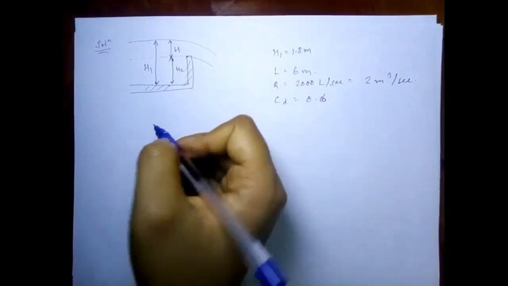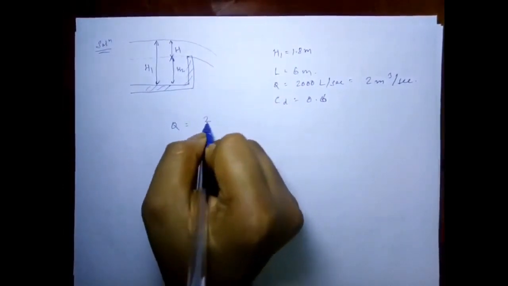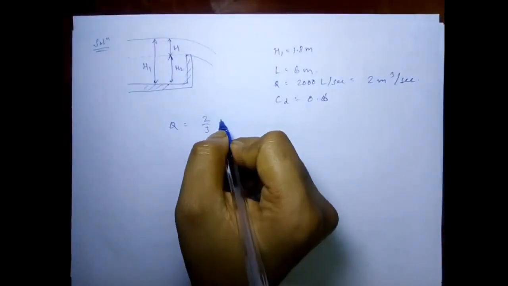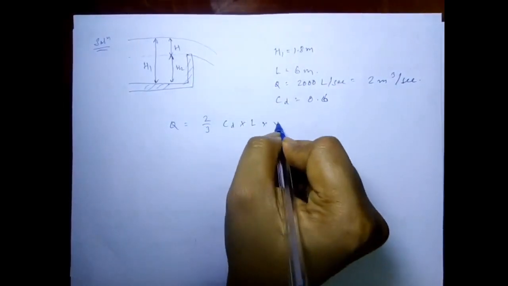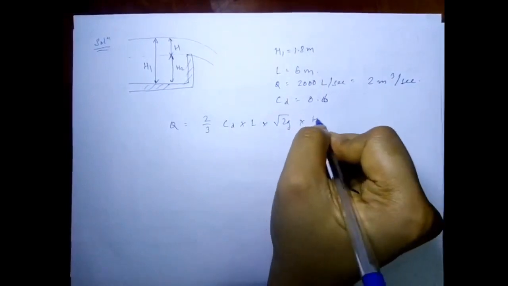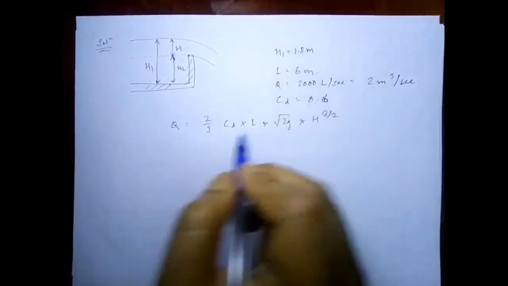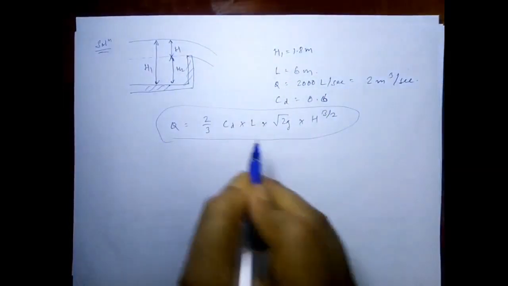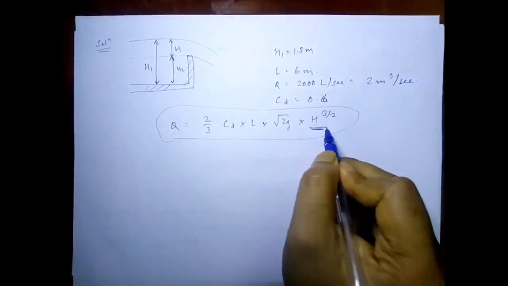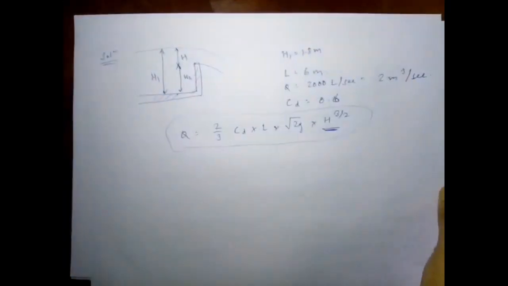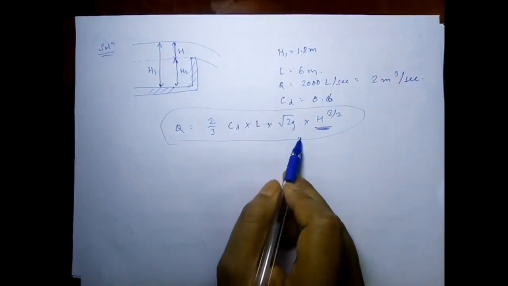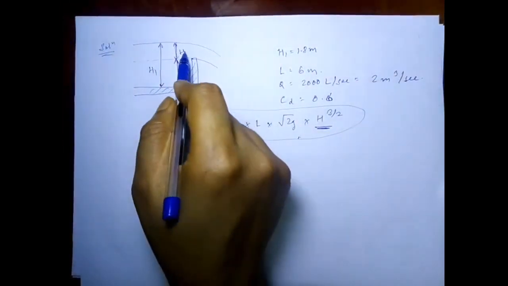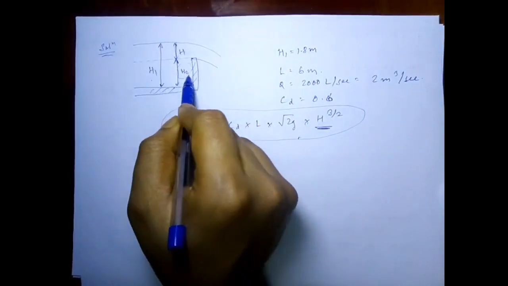So we know that Q is equal to 2 by 3 times CD times L times root 2G times h to the power 3 by 2. By using this expression, I'll get the value of this h, and on obtaining this h, we can get the height of the rectangular weir.